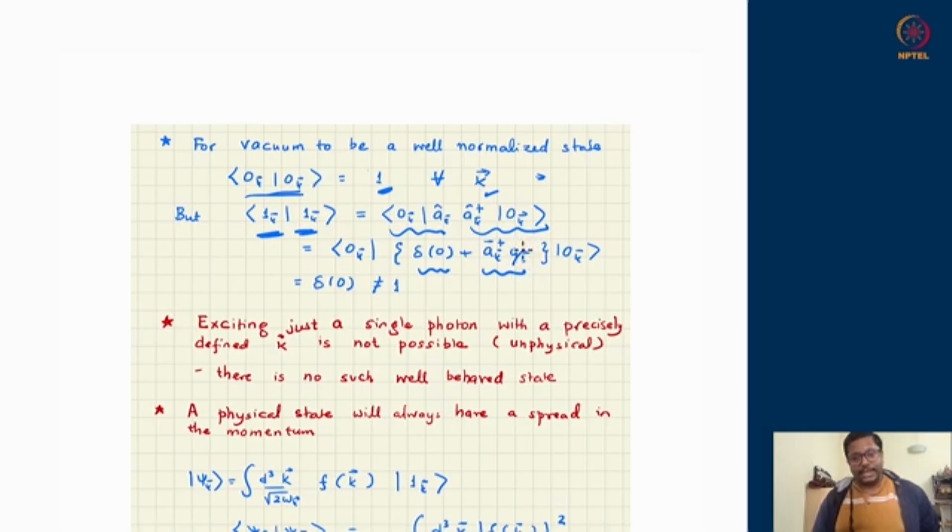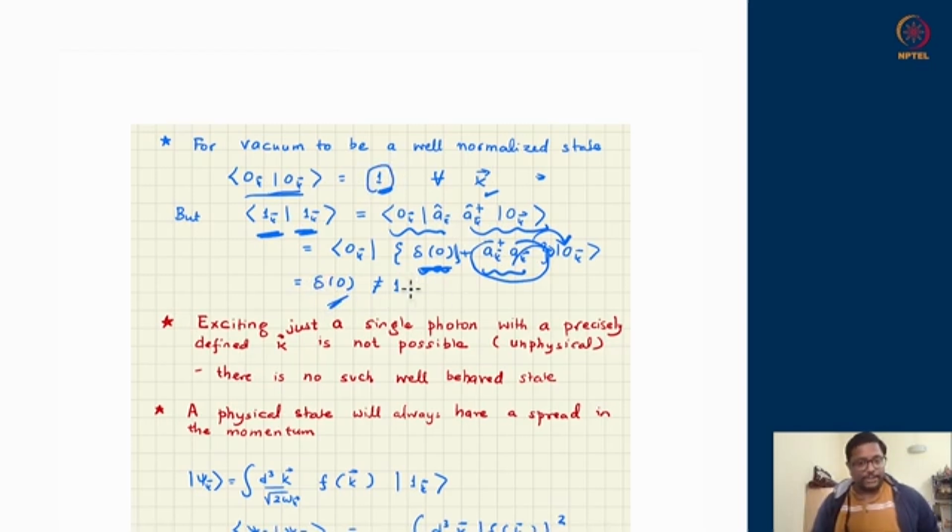And this a_k acting on vacuum will kill it. So therefore this term will touch the vacuum and make it 0. Only this term will survive. So delta(0) is not an operator, it means there is an identity here. Delta(0) will come out, and <0_k|0_k> will get inner product with itself, and I will get a 1. So ultimately delta(0) will survive, which is not 1. It is not a well normalized state.